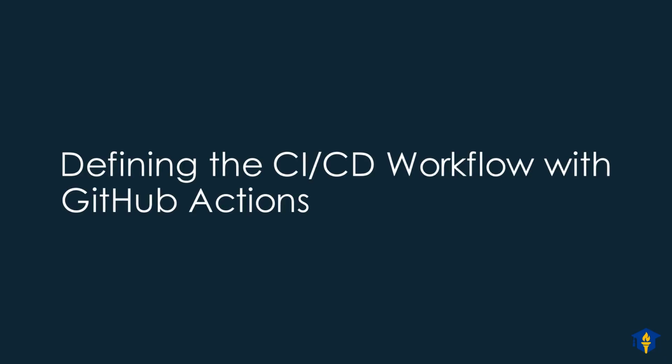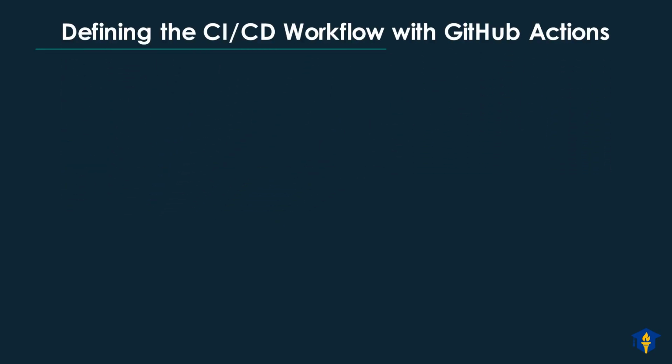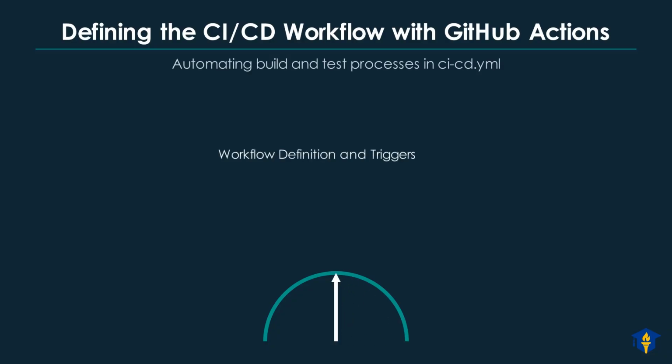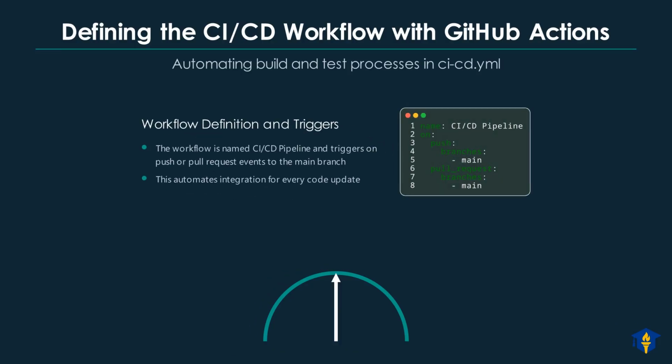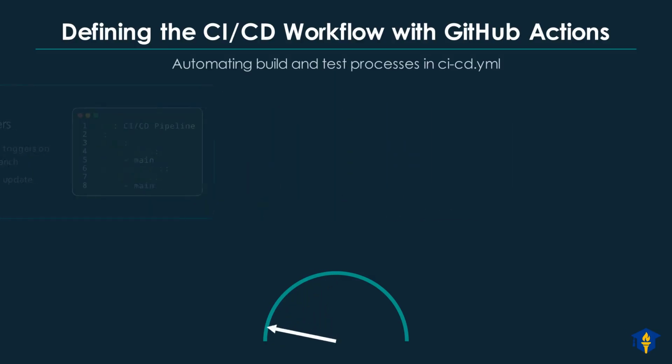Now, we will define a CI/CD workflow using GitHub Actions in a file named ci-cd.yml. This automates the build and test processes, ensuring a continuous integration pipeline. We start by defining the workflow and its triggers. This workflow, called CI/CD pipeline, triggers on push or pull request events to the main branch, automating integration. This code block shows the workflow named CI/CD pipeline, triggered by push or pull request to main.